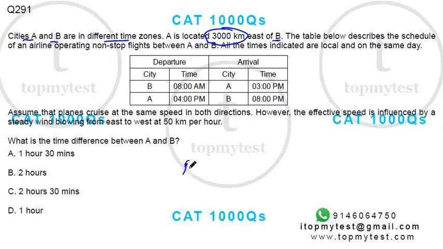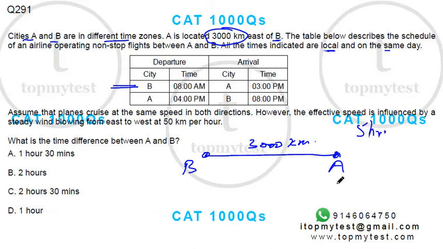So B is here and A is here. So distance is 3000 kilometers. Now, if you're going to travel from B to A, the schedule of non-stop flights, all indicated are local and on the same day. If you're going from B to A, suppose you leave at, suppose the time difference is say 5 hours. So when it is 10 o'clock here in the morning, it will be 5 o'clock in the morning.